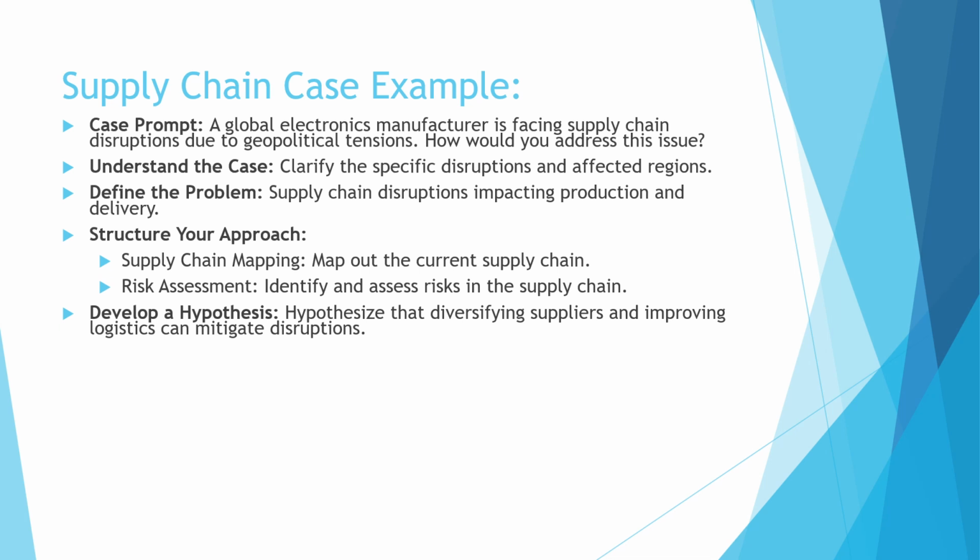Define the problem. How are disruptions impacting production and delivery? Structure your approach by mapping the entire supply chain. Knowing where bottlenecks exist is crucial. Assess risks in each part of the supply chain to identify vulnerabilities. Develop a hypothesis. Can diversifying suppliers and improving logistics reduce the impact of disruptions? This will guide your recommendations.